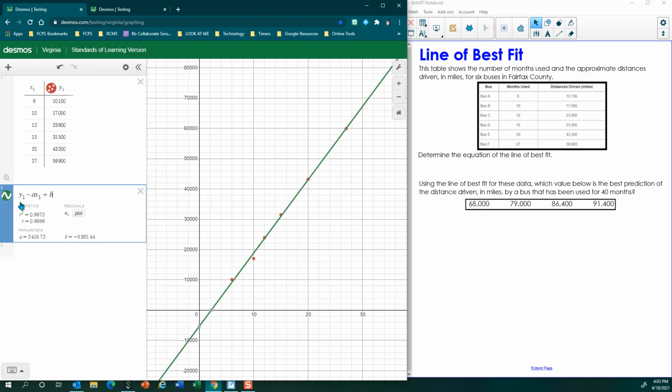So if we think about the slope-intercept form of a linear equation, this looks pretty similar to that, y equals mx plus b. But the tilde tells Desmos that we're doing a regression, a best fit. The subscripts tell us that we're pulling data from this table here.